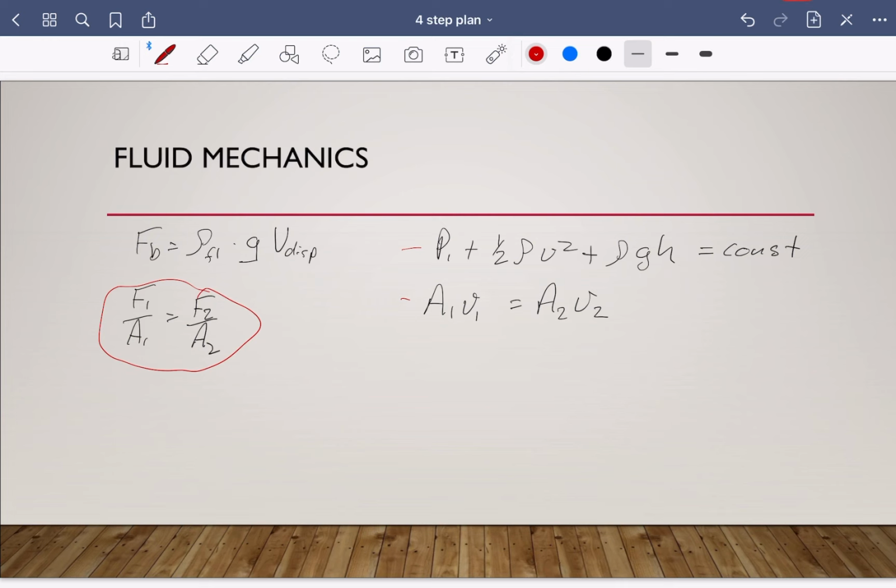And in this case, I have the pressure plus 1/2 rho v squared plus rho gh is equal to a constant. That looks a lot like conservation of energy, by the way. And then I have the continuity equation that says the cross-sectional area of the fluid moving times its velocity is the same no matter where I look at it, which just means the amount of water in has to equal the amount of water out.